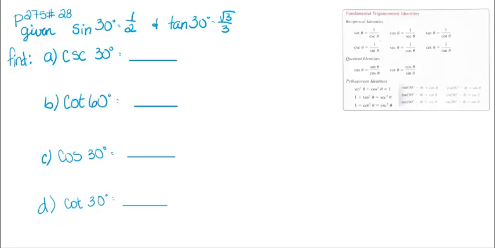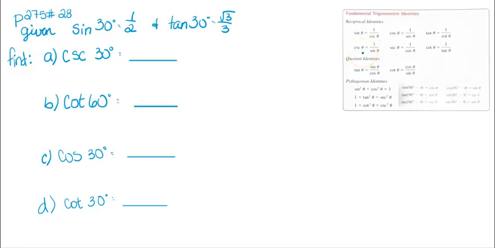They want you to use the identities that we've learned so far to find the cosecant of 30 degrees, the cotangent of 60 degrees, the cosine of 30 degrees, and the cotangent of 30 degrees. So instead of drawing a triangle and finding your trig functions that way, we are going to use the trig identities instead. I would like for you to pause the video and try to work through these 4 problems by yourself, and then turn it back on, come back, and we'll work through them together.